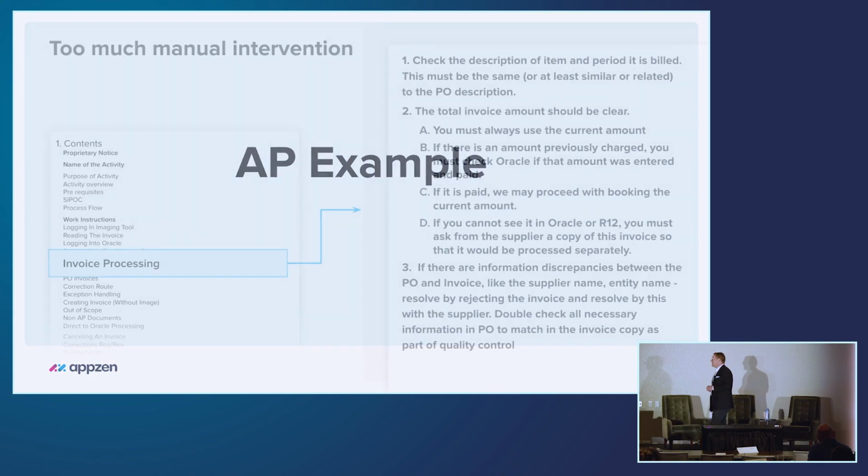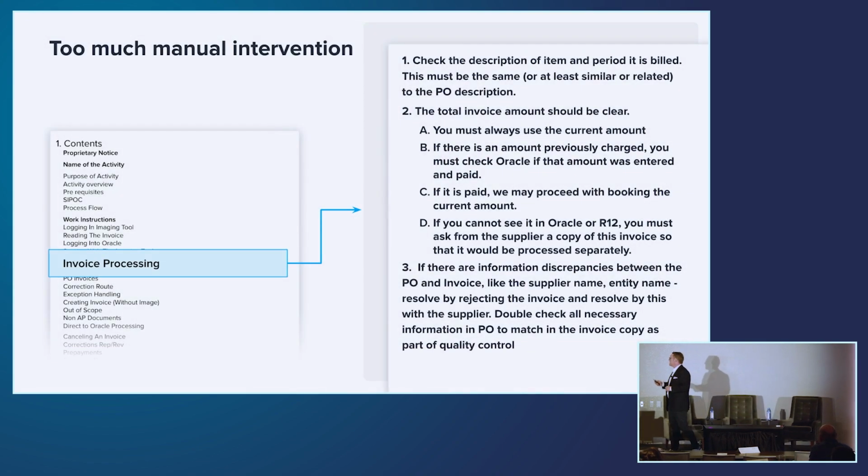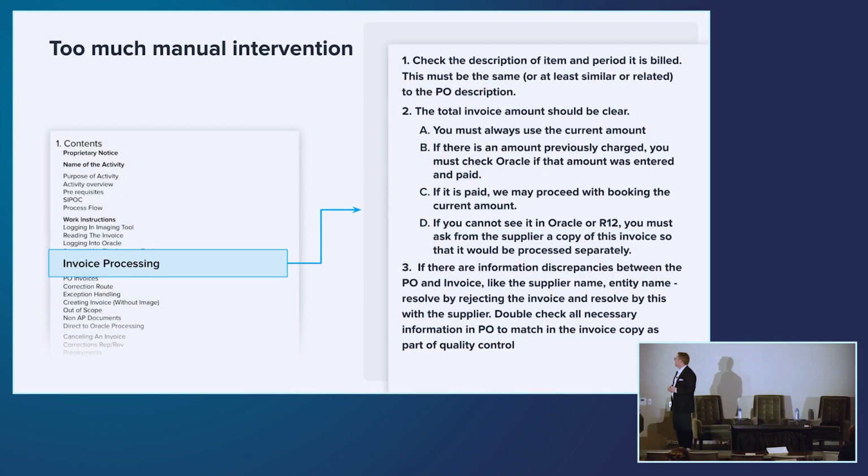On AP, again, if you look at this, there's a lot of information in here. So here you can see, okay, you've got to check the description. You have to have a look at the invoice. It's got to be clear. And then you have a bunch of different actions. Here you can see, if you can't see it in Oracle or R12, you must ask the supplier to do X, Y, Z. Again, super, super time consuming, because by the time you've gone to those two systems and written up an email, that's probably going to take you 45 minutes, right?